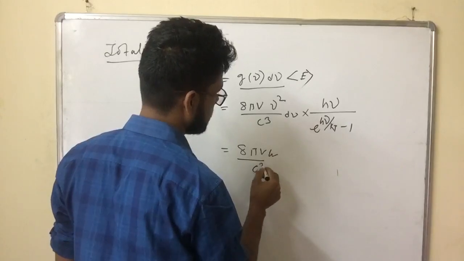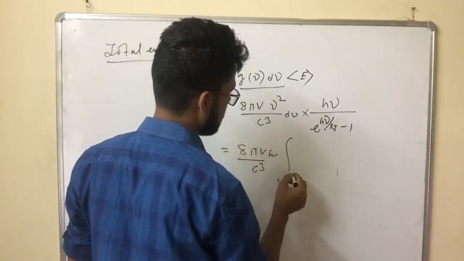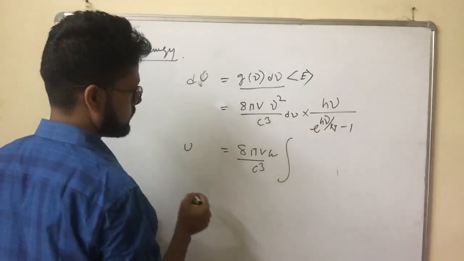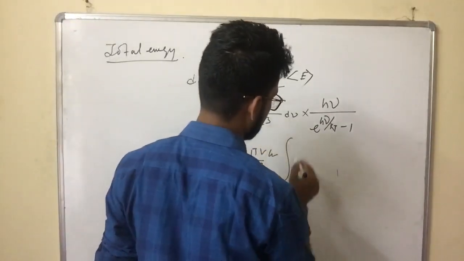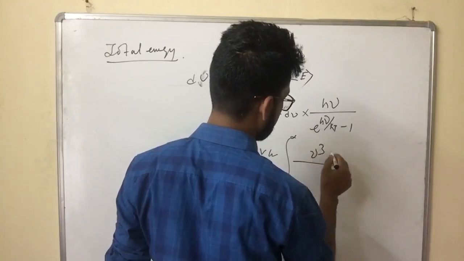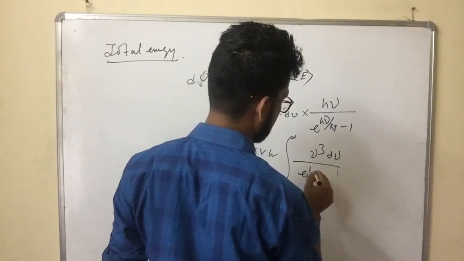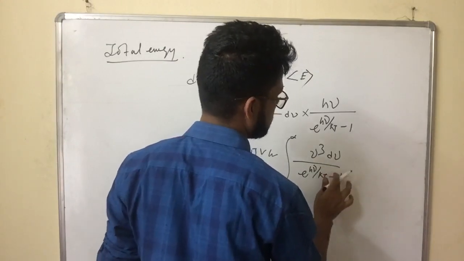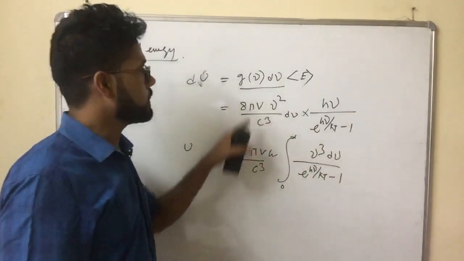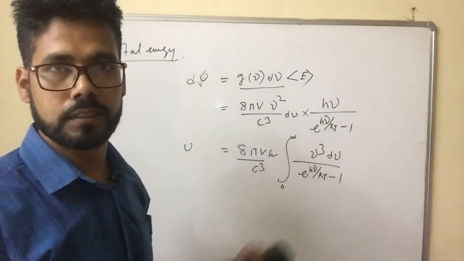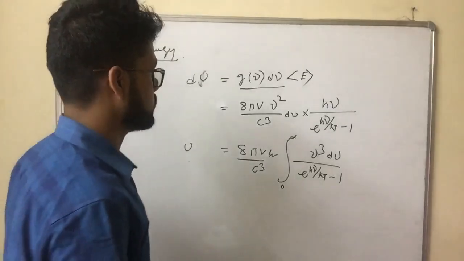Or simply we can write 8 pi V over c cubed integral, this is the total energy, from 0 to infinity, nu cube d nu over e to the power h nu by kT minus 1. Very easy calculation, no need to bother about it. No need to remember. If you forget, you can find it out easily within 1 minute. It's not a big issue.